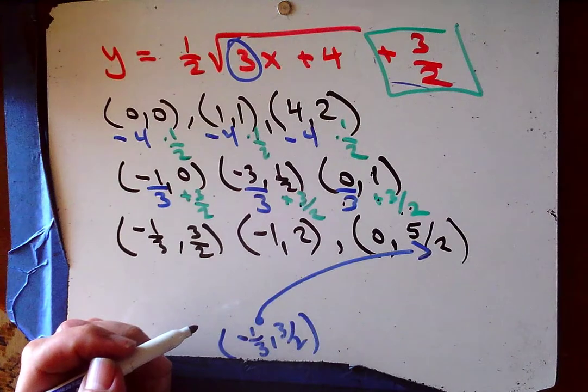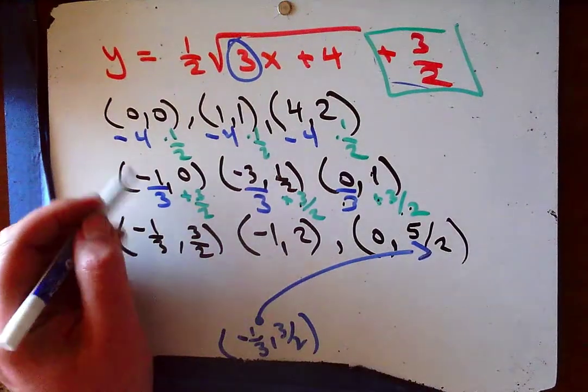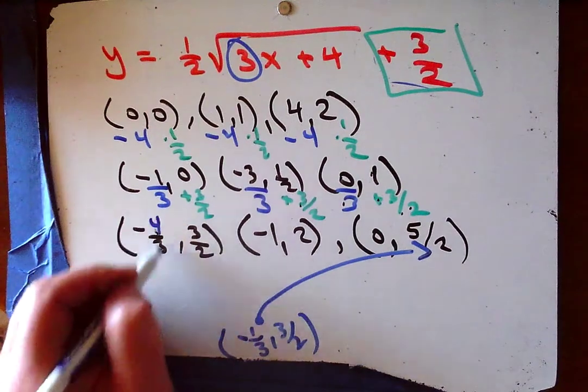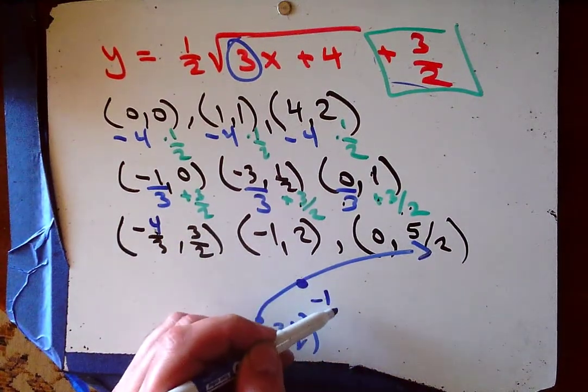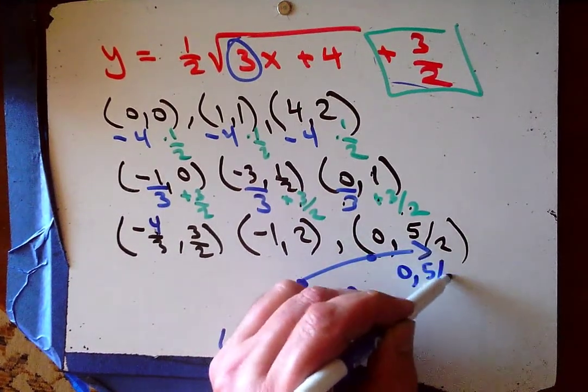Something happened. Did I subtract 4, -4/3? Okay, there's a 4 there. There we go. And then we have -1, 2, and we have 0, 5/2.